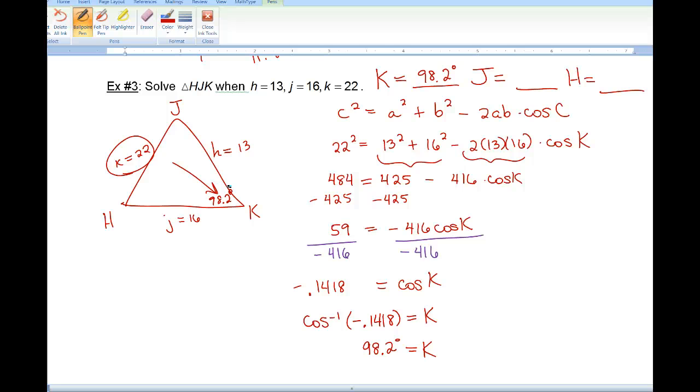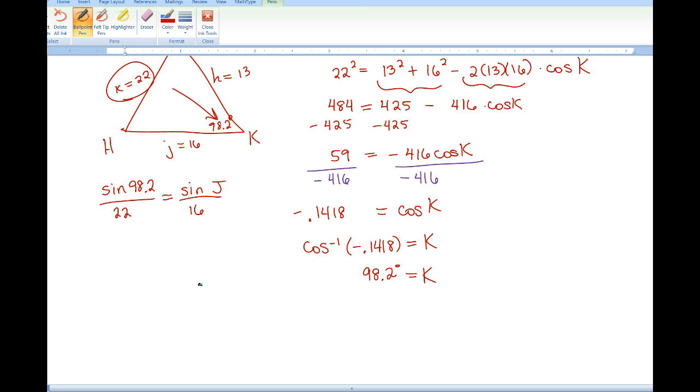Okay, what do you want to find next? Angle J or angle H? It doesn't matter. J. Okay. So it's going to be sine of 98.2 over 22 equals sine J over, how about 16? 16, right. It's early. It doesn't matter. You might come out a tenth of a place off, but it's okay. So it's 16 times sine of 98.2 divided by 22.